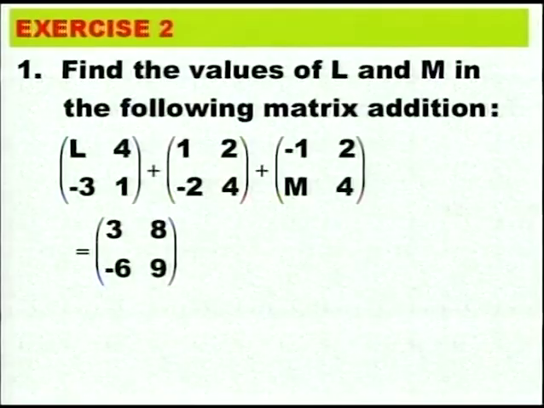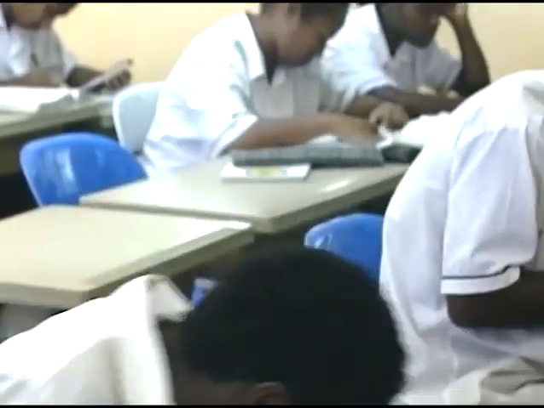Okay. The answer for question 1. Peter, can you give us the answer for 1? What's the value for L? And what's the value for M? L equals 3 and M equals -1. Right, L is 3, M equals -1. All agree? Yes.